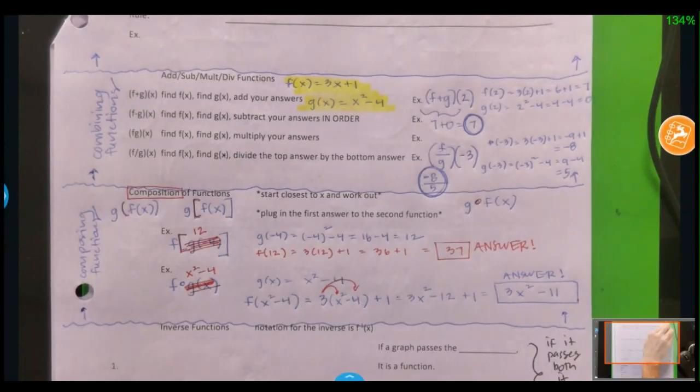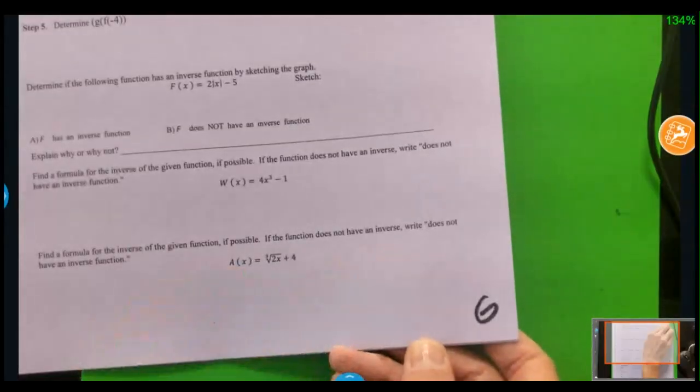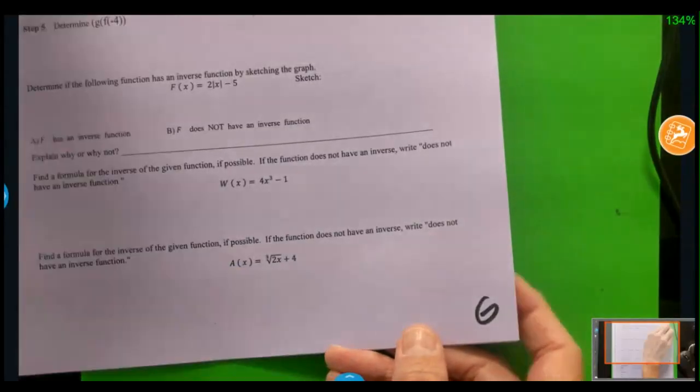All right, let's practice what we just learned. Let's start with this first page. We are on a new packet, and it's long, but one of the reasons it's so long is because it has a review that starts on page G. So this is going to be a test review.